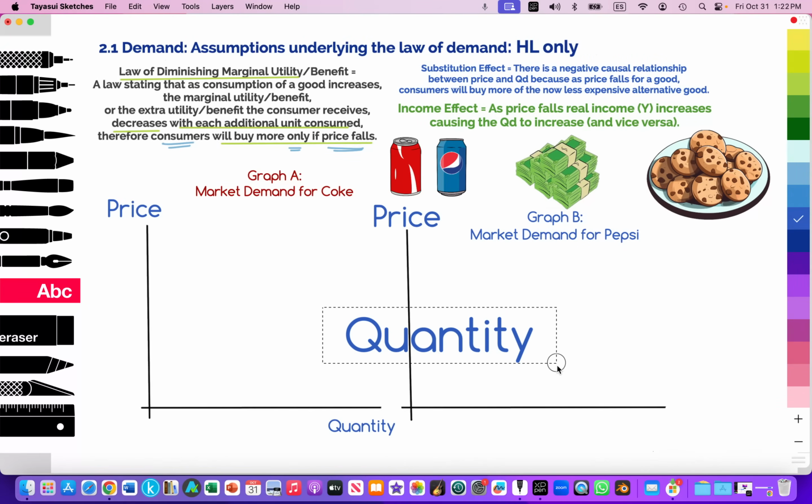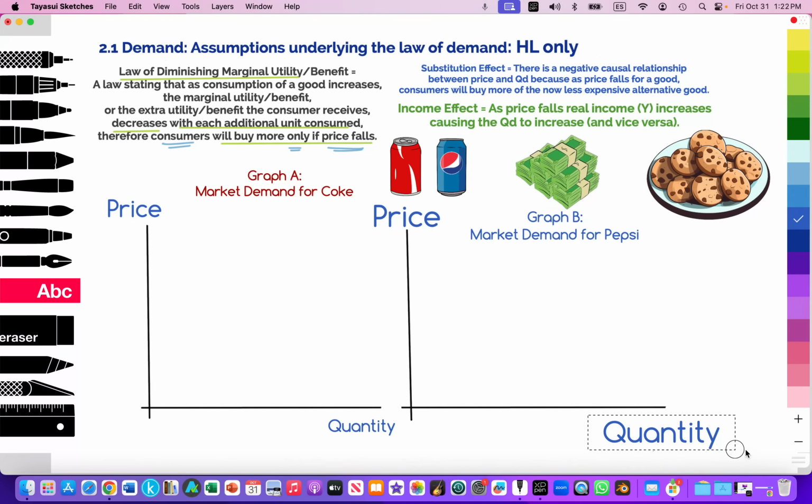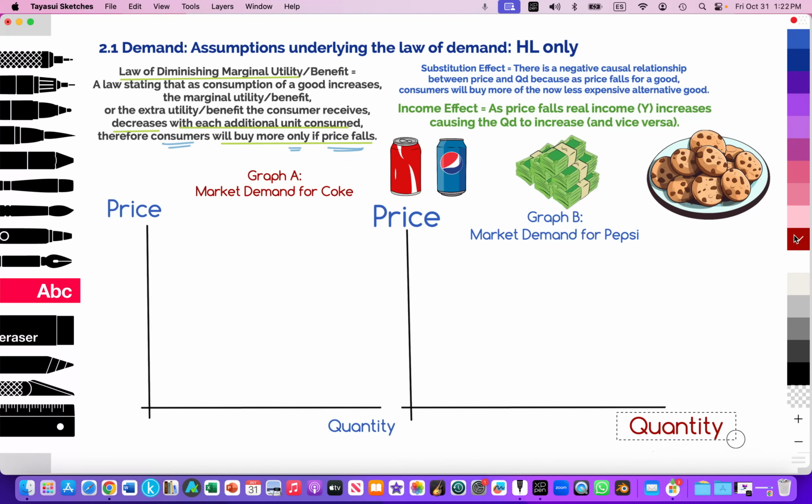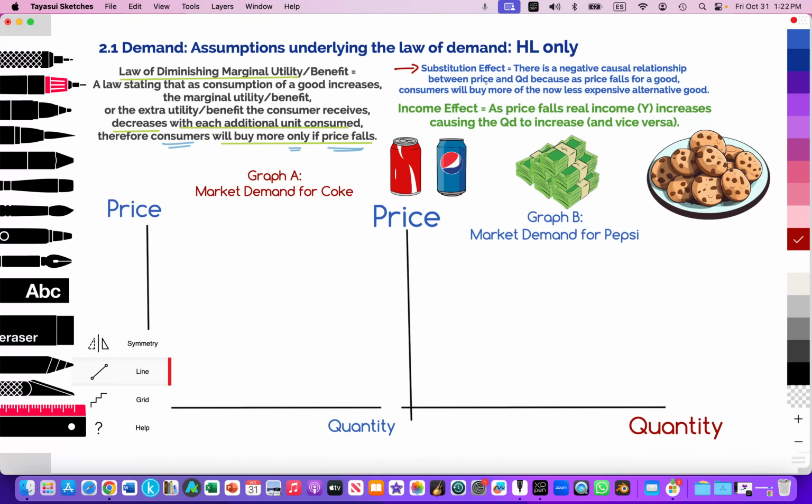Okay. So again, this is a model that you can use to demonstrate non-price determinants of demand, and it's also useful for the substitution effect. So the definition for the substitution effect, it's right over here. It states there is a negative causal relationship between price and quantity demanded because as price falls for a good, consumers will buy more. They will buy more of the less expensive alternative good. So as long as there's substitutes around, it's going to keep demand curves relatively downward sloping.